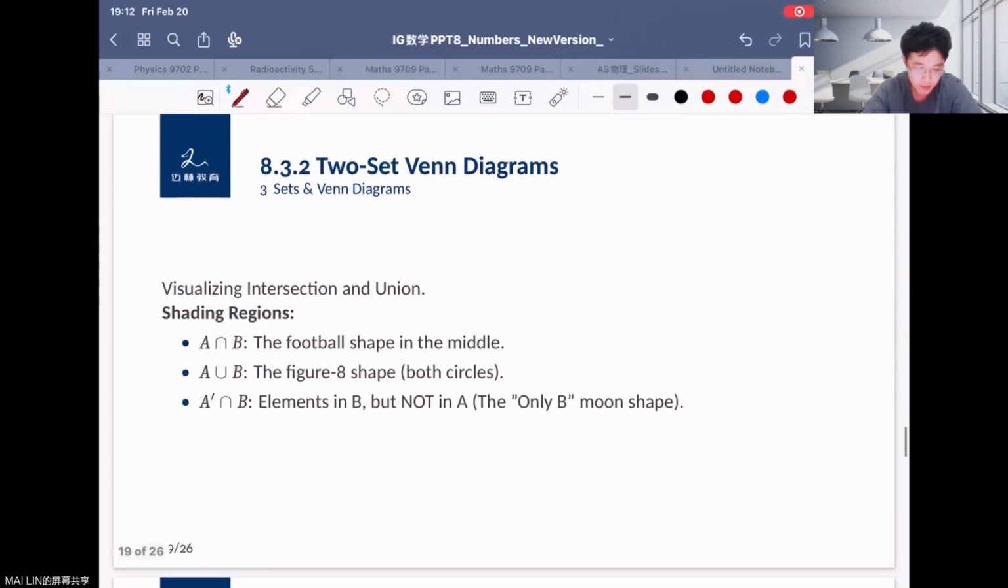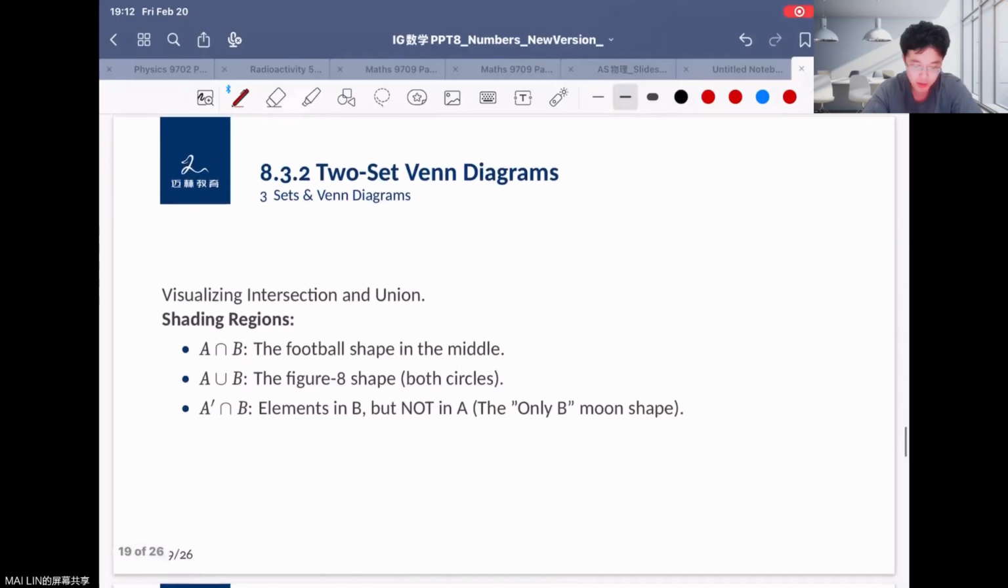So here, if you know about Venn diagrams, we can consider this very clearly, okay?